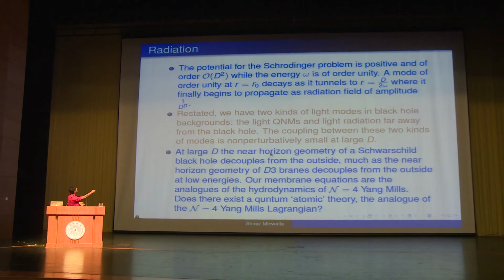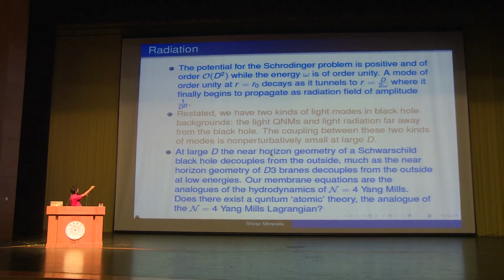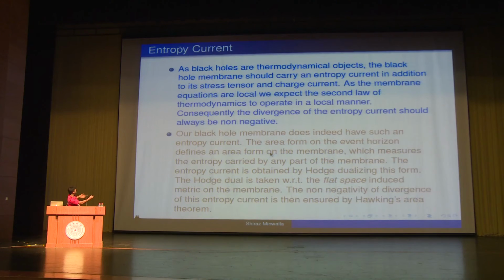But this tunneling process causes it to decay very significantly. It only comes out at r equal to d by 2 omega. And so by the time it's come out, the radiation has emerged, its amplitude is just 1 over d to the power d. Okay? So another way of saying this is quite reminiscent of Maldacena's argument for AdS/CFT. Similar kind of decoupling is happening between the two kinds of light modes, the light quasi-normal modes and radiation. The thing that controls this decoupling is large d, and radiation, which is order 1 over d to the power d, is the failure of decoupling.